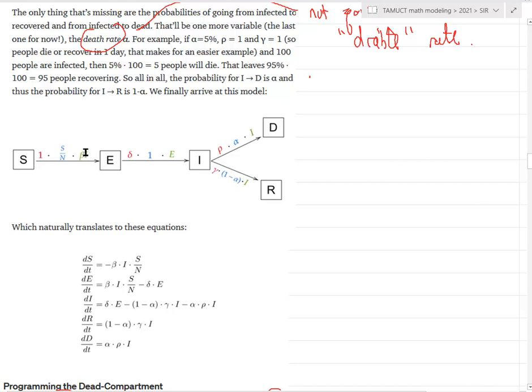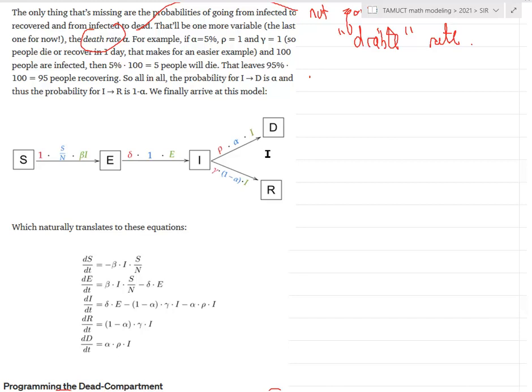So we could have S1, E1, I1, D1, R1 for young people, and S2, E2, I2, D2, R2 for old people. And this rate would depend on I1 plus I2 and not just on I. So we can talk about that. That is not such a difficult thing to do; it's just adding more columns to your spreadsheet and revising your equations.